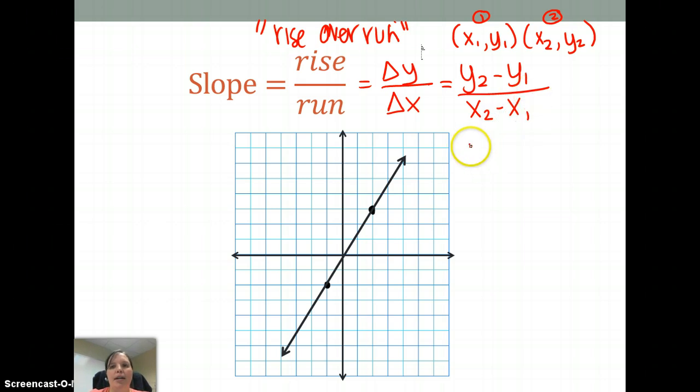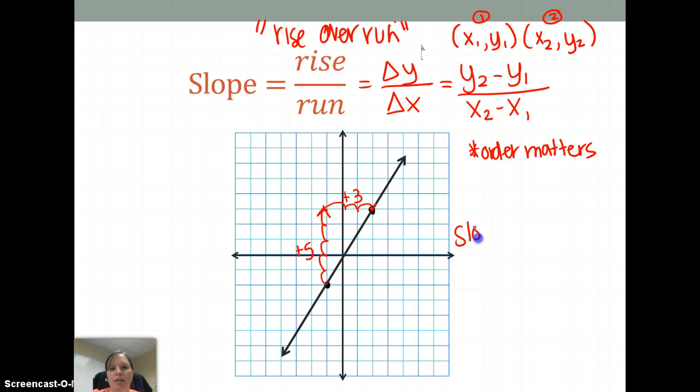The key thing to keep in mind, order matters. So notice how it's y2 minus y1, x2 minus x1. You have to keep that same order. So if we look at this example, we can count. 1, 2, 3, 4, 5. I was going upward, so that would be positive 5 as far as my rise goes. And then 1, 2, 3, that's to the right 3, so it's plus 3.